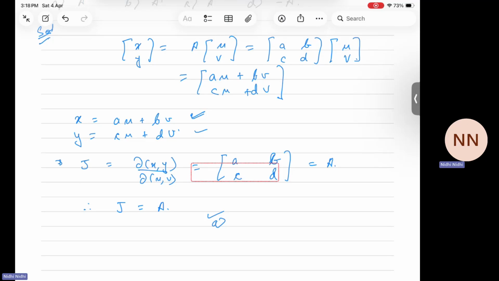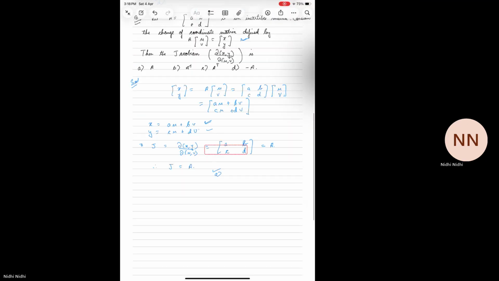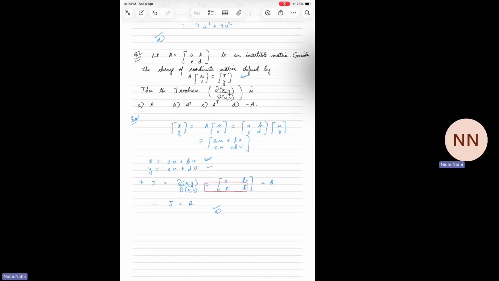I hope this solution is fine with everyone. If you have any doubt, you can ask at any step how we did whatever we are doing.